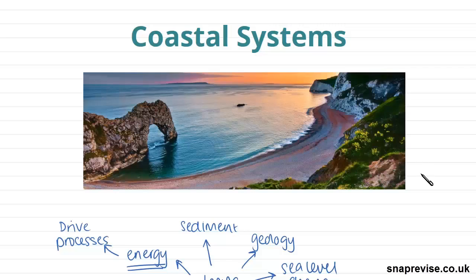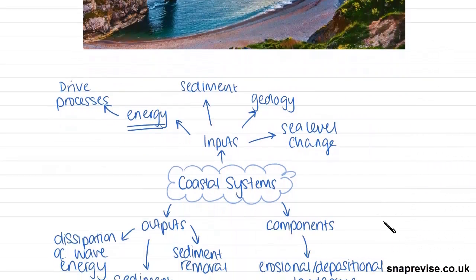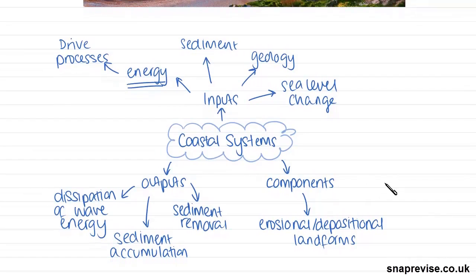To begin with, I'm going to go back and do a brief overview of coastal systems and the inputs, outputs and components of such systems. So the inputs into our coastal systems are things like changes in sea level, geography and sediment, but the most important, and what we're going to focus on in this video, is the inputs of energy into coastal systems. And the reason why energy is so important is because it drives the processes within our systems.